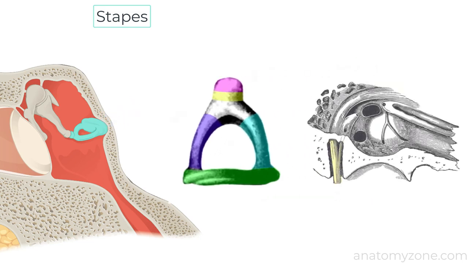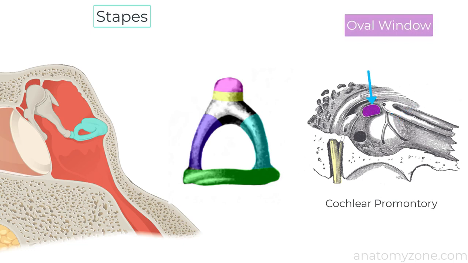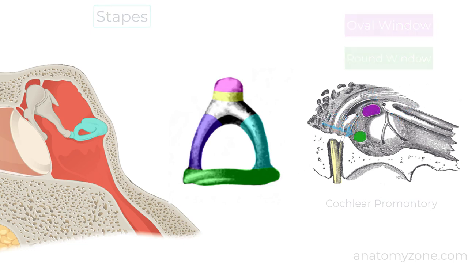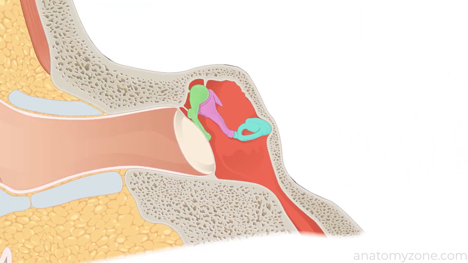In this diagram, we're looking face on at the cochlear promontory here. This is the oval window superiorly where the footplate of the stapes attaches, and the round window is shown inferiorly here. So that's the anatomy of the ossicles of the middle ear.